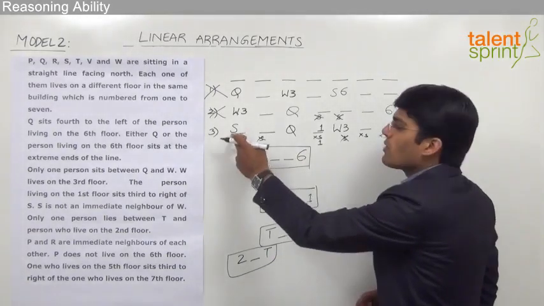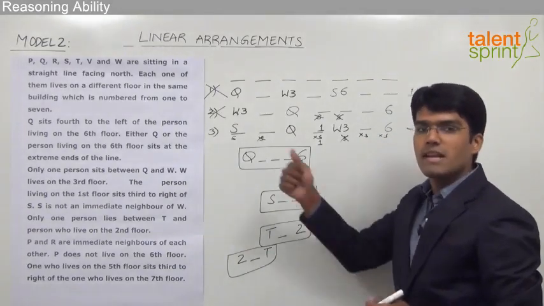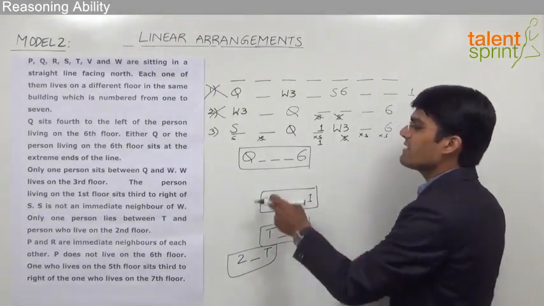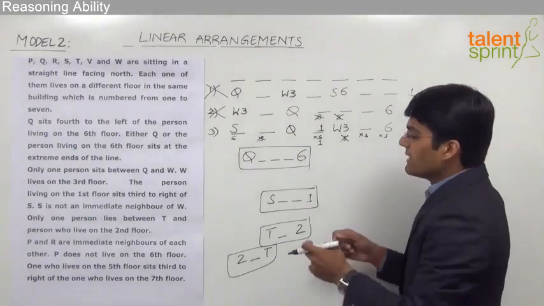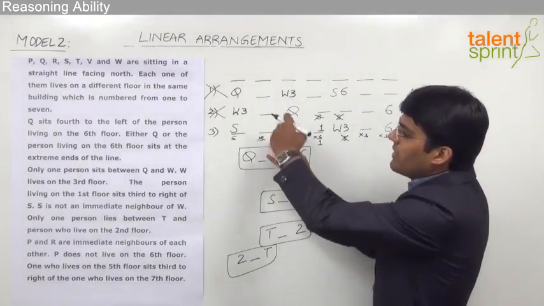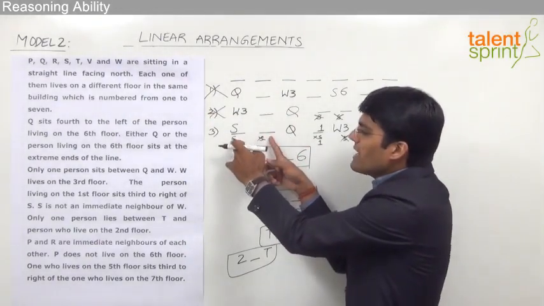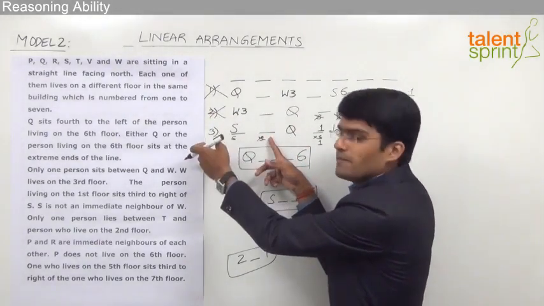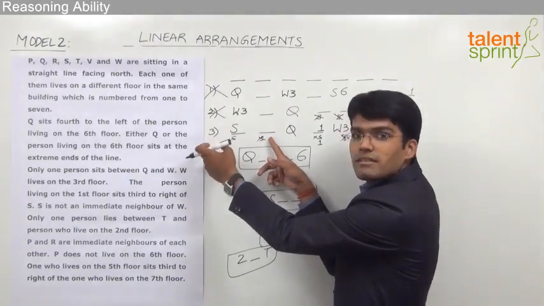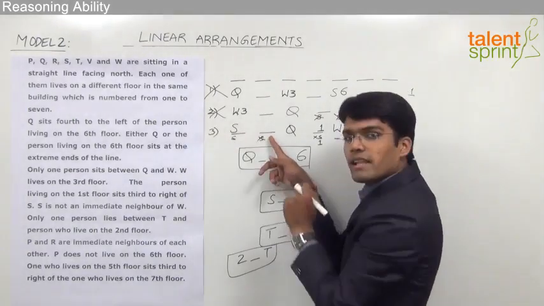Now the first position is already occupied by S, so T cannot come there. If we try to adjust T on the second position, the person living on second floor can either be on the left of T or on the right of T. As we can see, there should be a gap of one person and then second floor has to come, which is not possible. So second floor cannot come on the left of T.